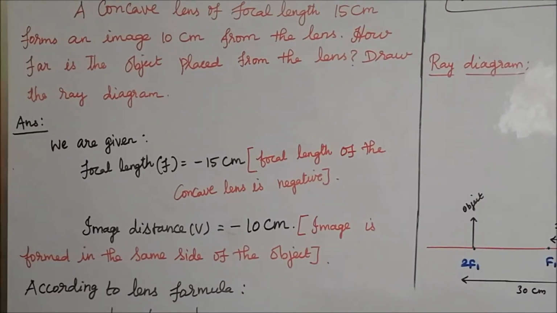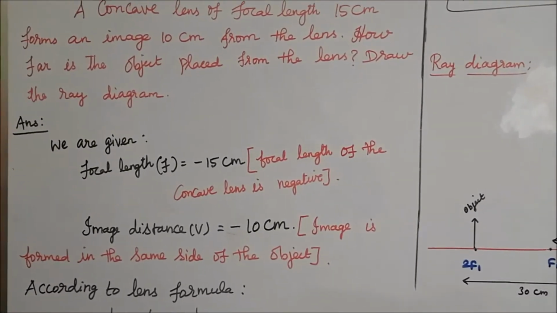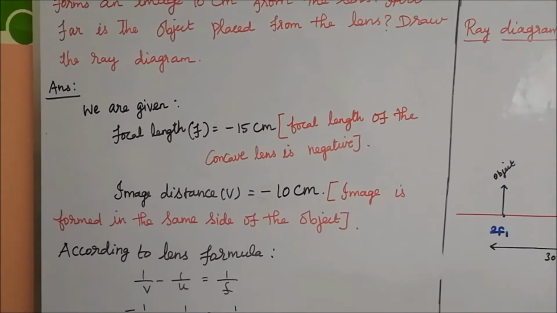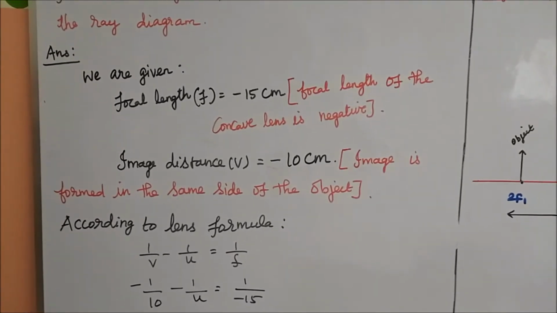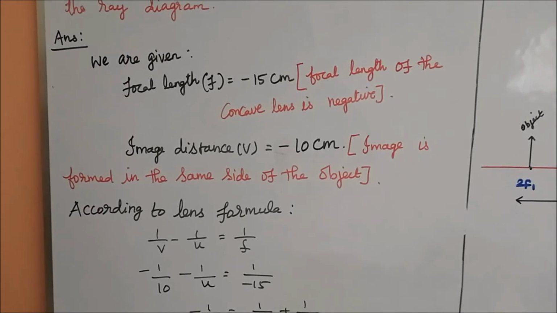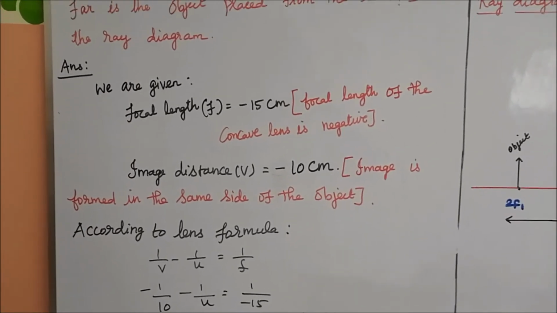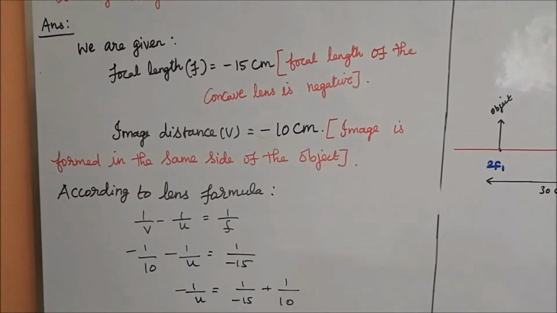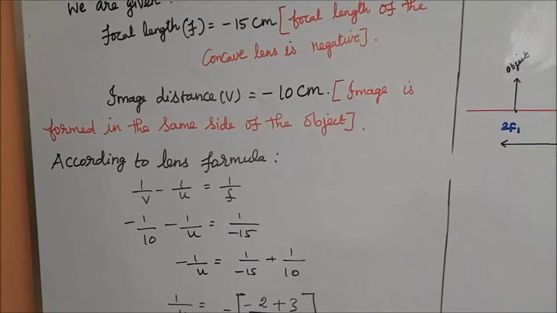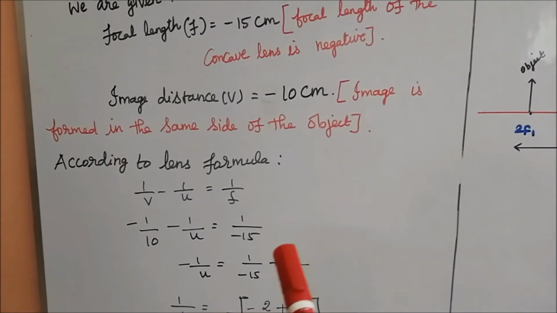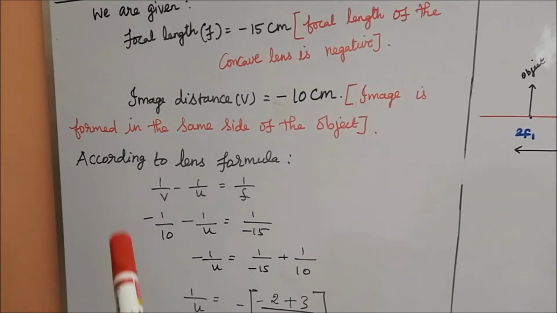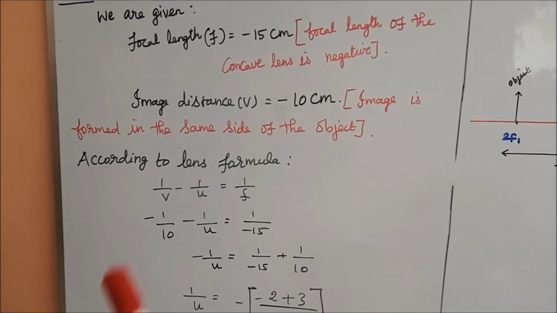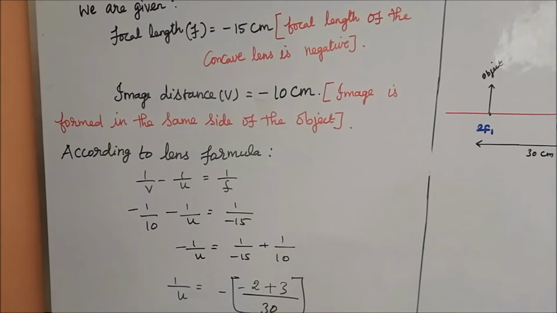According to the sign convention, things which occur on the left side of the lens or mirror, we should take as negative. According to the lens formula, 1 by V minus 1 by U is equal to 1 by F. We know the value of V is minus 10, so minus 1 by 10 minus 1 by U is equal to 1 by minus 15. Minus 1 by U is equal to 1 by 15 plus 1 by 10. So when 1 by 10 comes to the right hand side from the left hand side, the negative sign transforms into positive.